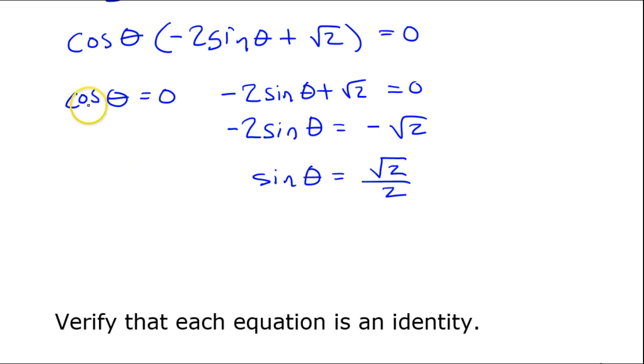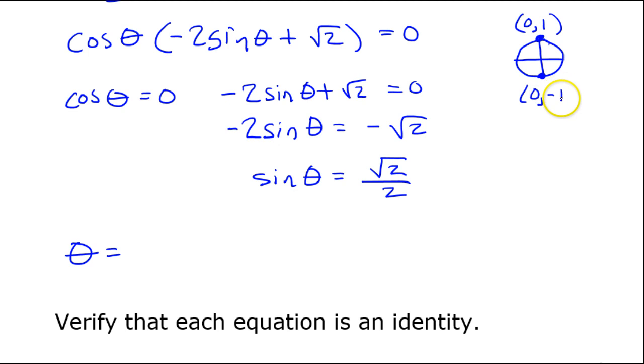So, where is cosine equal to 0? And again, picturing our quadrantal angles, cosine is x value. And take a look at these two angles. The coordinates here are 0, 1 and 0, -1. So notice how the x values are 0. That's why pi over 2 and 3 pi over 2 will be solutions.